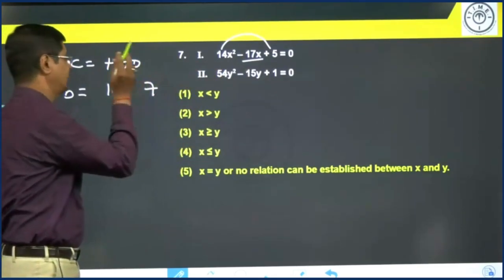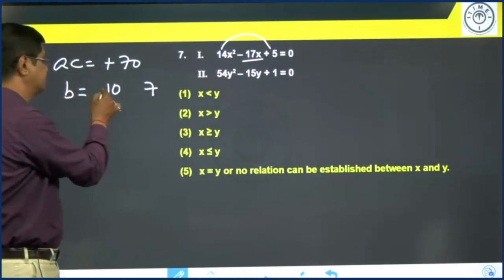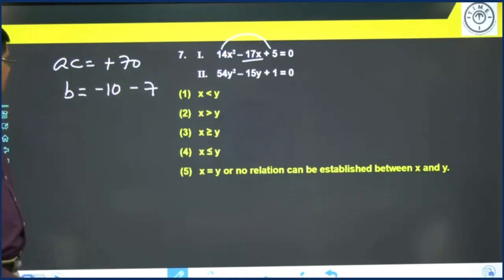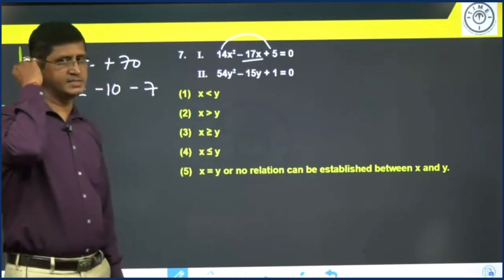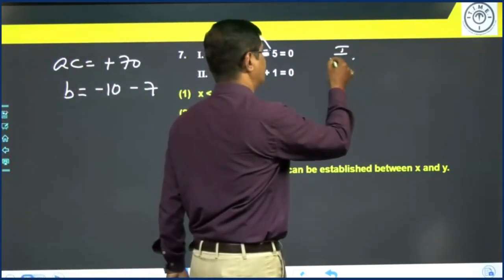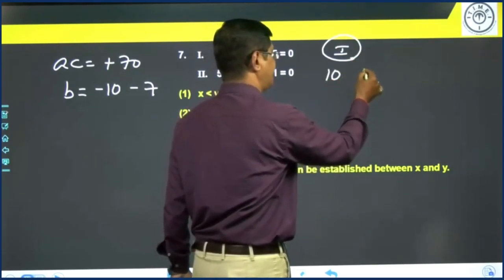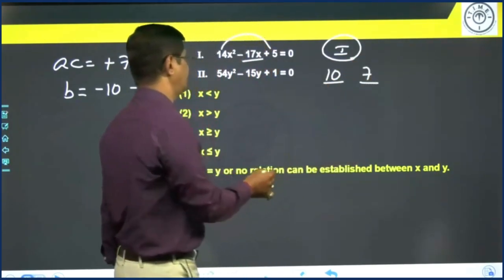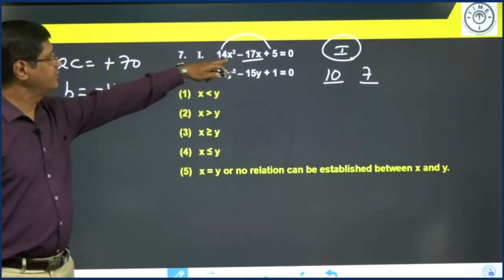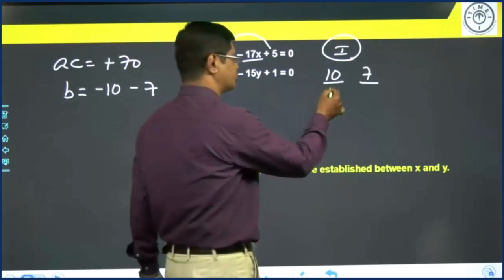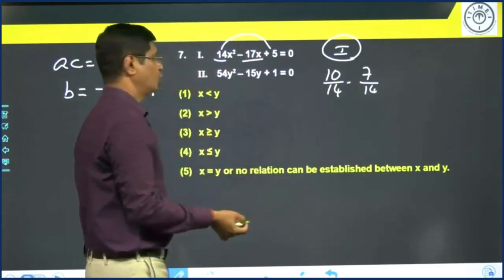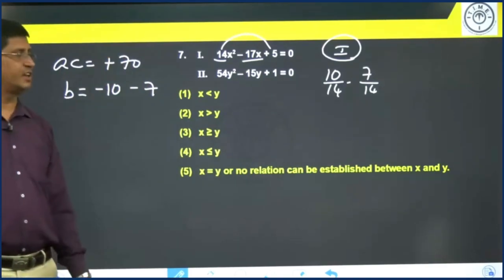So minus sign is given. So what I am doing here? Minus 10, minus 7. The factors are minus 10 and minus 7. Then what are the roots of the first quadratic equation? The roots of the quadratic equation are the same numbers with opposite sign, divided by the coefficient of x square. So these are the roots of the first quadratic equation.